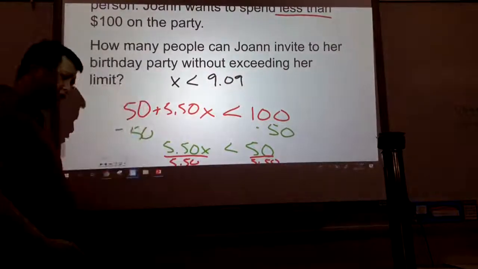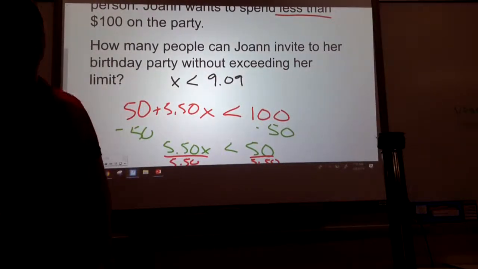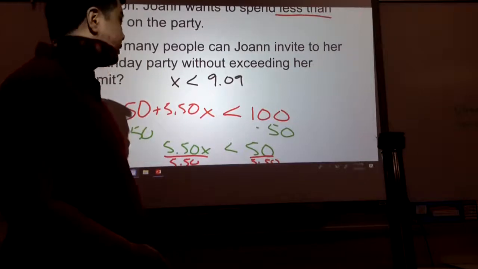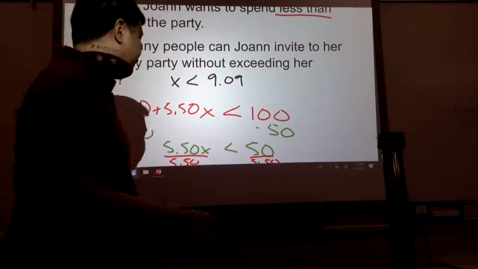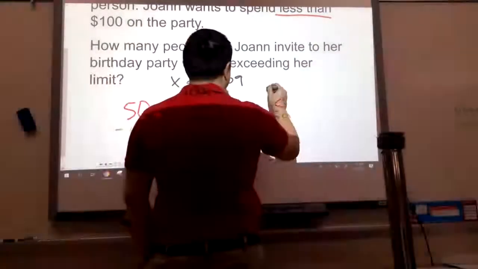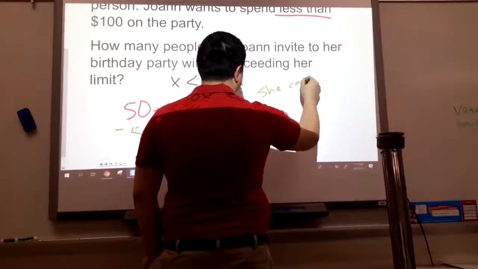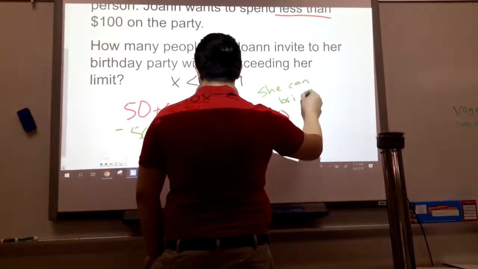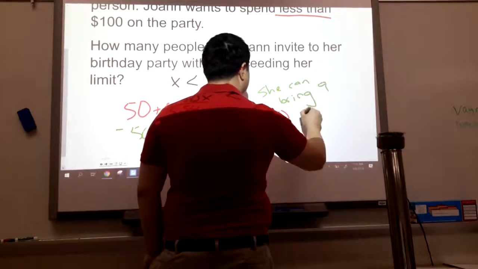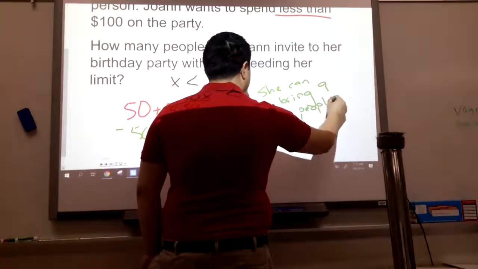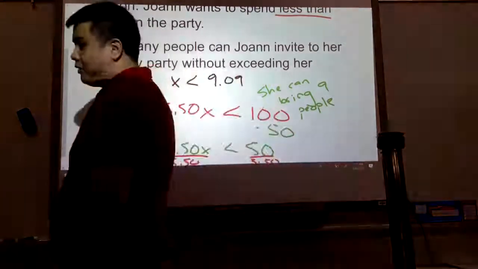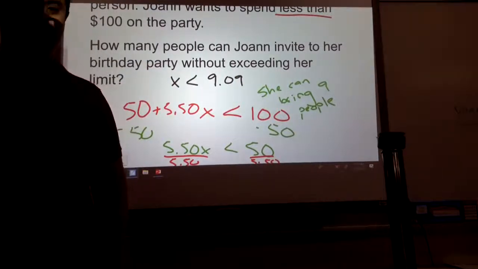Now, obviously, she is not going to bring 0.09 of a person. So therefore, our final answer is going to be she can bring 9 people. Okay. She can bring 9 people to the party without exceeding her $100 limit.